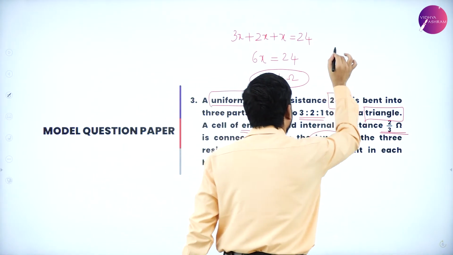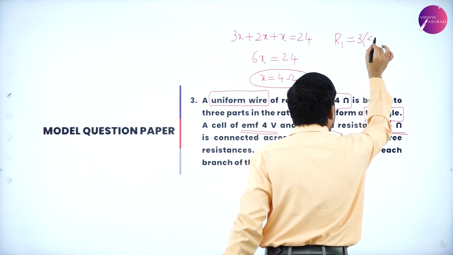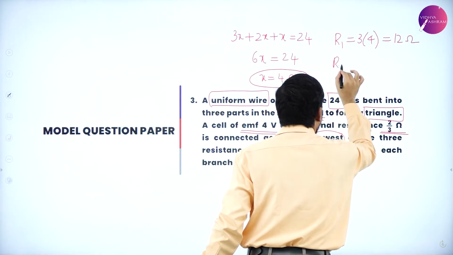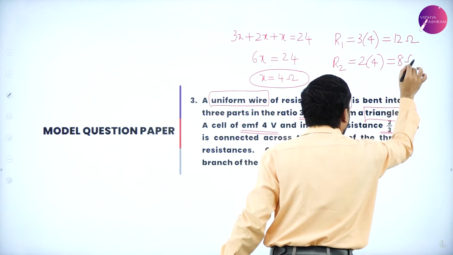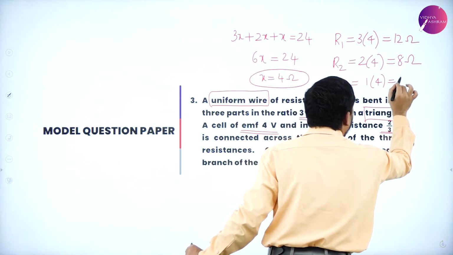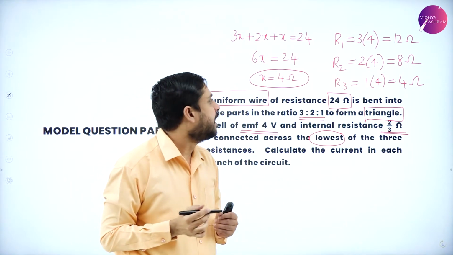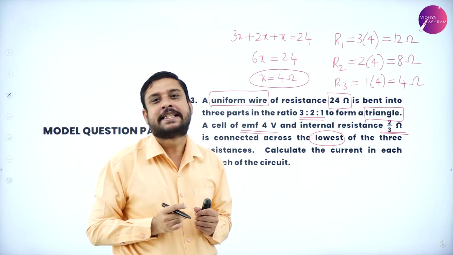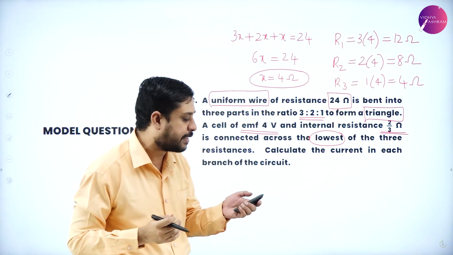Therefore, R1 equals 3 into 4, 12 ohms. R2 is 2 into 4, 8 ohms. R3 is 1 into 4, 4 ohms. So very clearly R3 is the lowest of the three resistances. So the cell is connected across it.